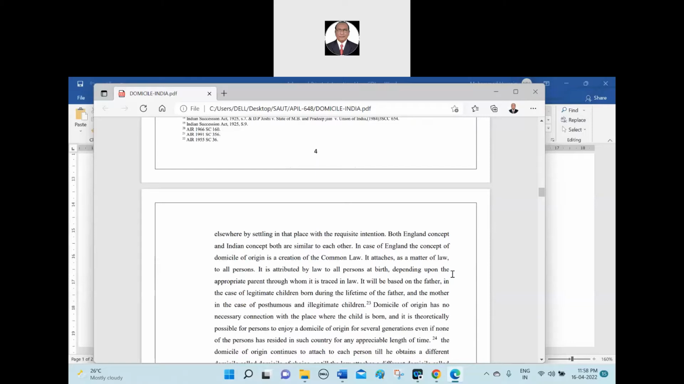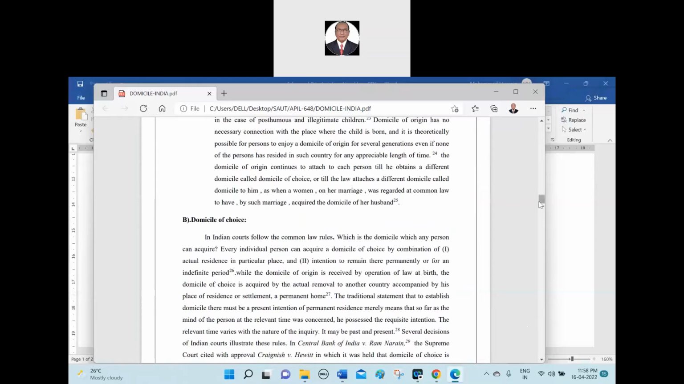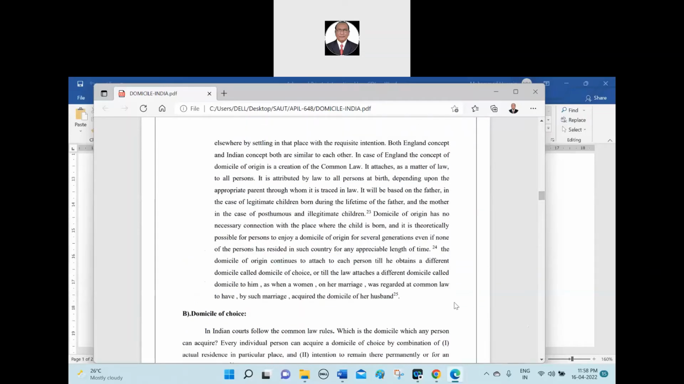Suppose you left the country, like Tanzania, and went to the United States of America, and there you have the permanent intention to stay. At that instance, you carry the domicile of the United States, and the domicile of origin, that is Tanzania, will be forgone. Both the English concept and the Indian concept are similar to each other. In England, the concept of domicile of origin is the creation of the common law. Of course, it is a common law rule, where we can say that our domicile plays an important role.